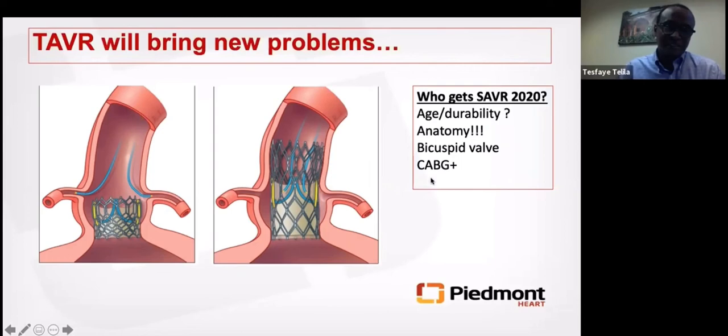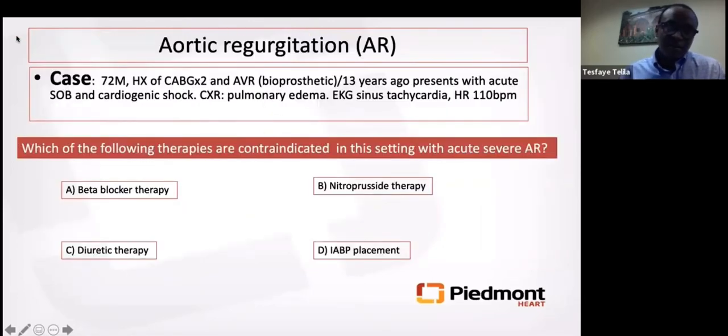Also, do they have any other lesion that would require surgery? Do they have mitral regurgitation? They can undergo open heart surgery and fix both at the same time. Do they have severe coronary disease that would require bypass surgery? In that case, they can undergo open heart surgery. They can undergo CABG and AVR both at the same time. Okay, so that was aortic stenosis.